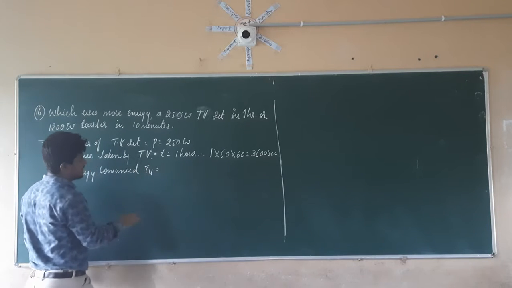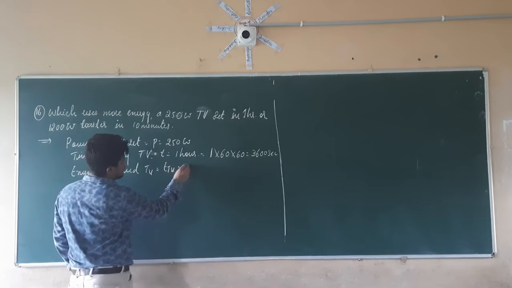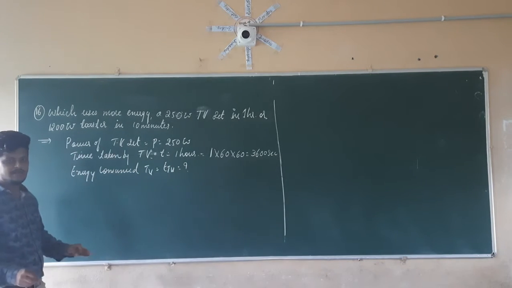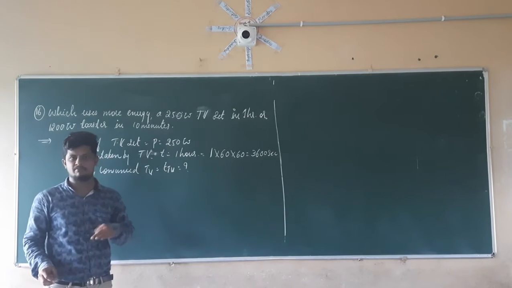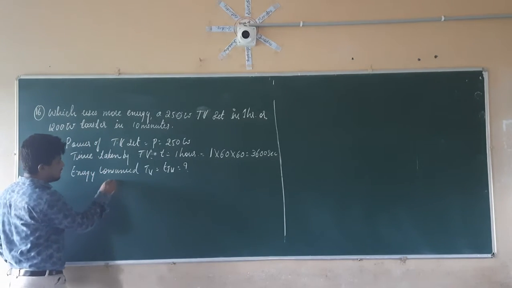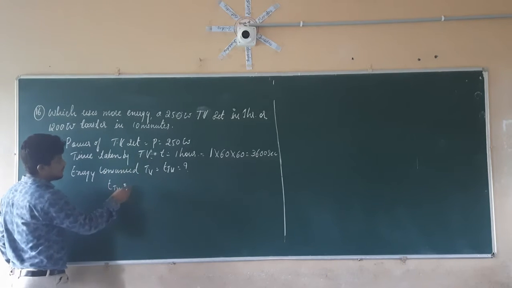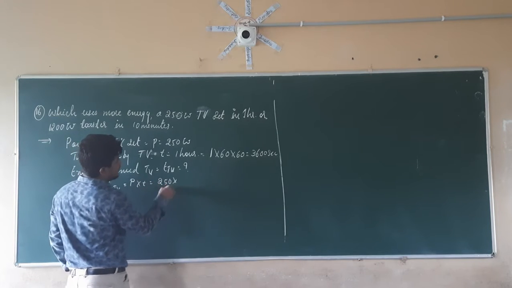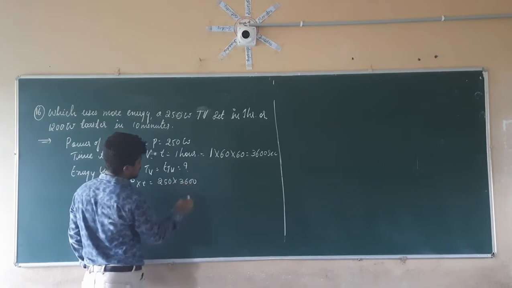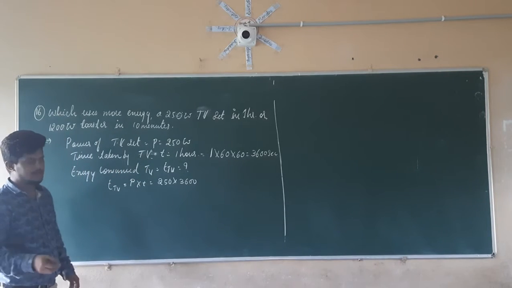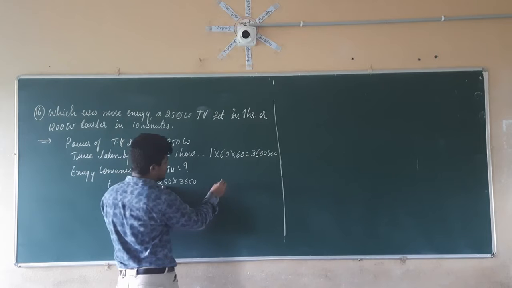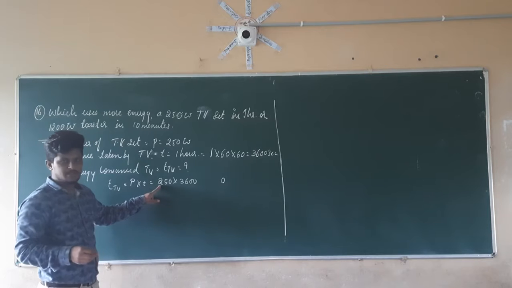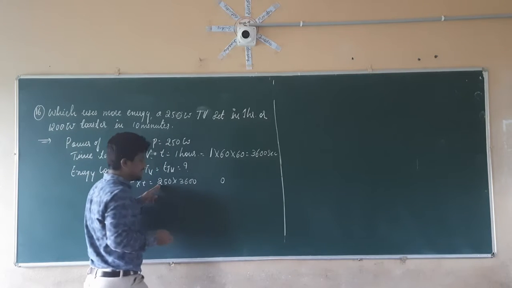So the energy consumed by the TV, let it be ETV, is equal to question mark. We already know by the formula that energy consumption is the power rating into the time taken. So ETV is equal to P into T, which is equal to 250 into 3600. 36 5s are 180, so here 0 remains, 18. 36 2s are 72, plus 18 is equal to how much?